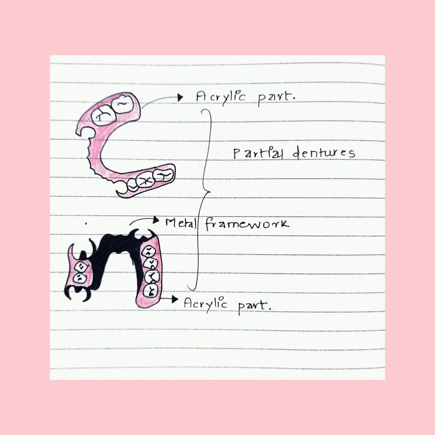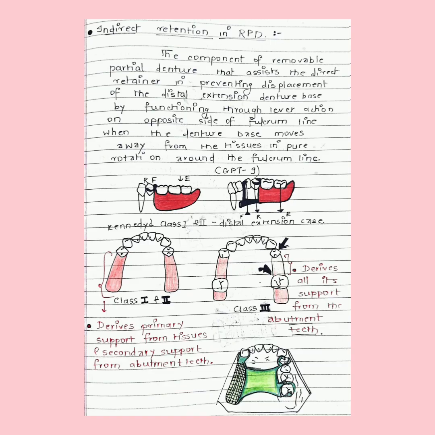We also have the cast partial denture, where we have a metal framework and an acrylic part with artificial teeth on it. Comparatively, this has more retention than the acrylic partial denture. But the cast partial denture requires a lot of designing, which we'll discuss in the video. Indirect retention is one such part of this removable partial denture.